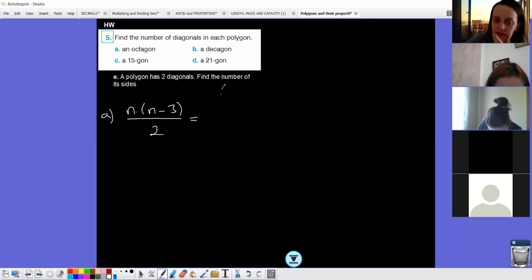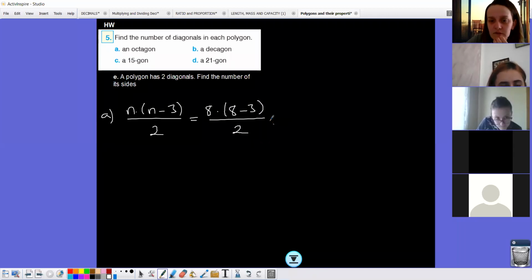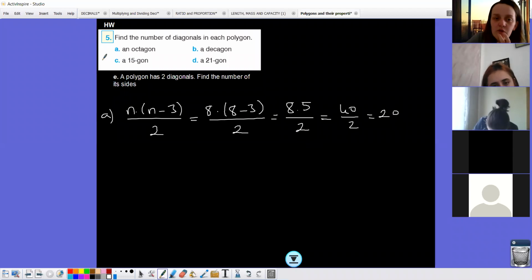Octagon, 8. 8 times 8 minus 3, over 2. Then 8 times 5, over 2. 40 over 2. 20. So an octagon has 20 diagonals.